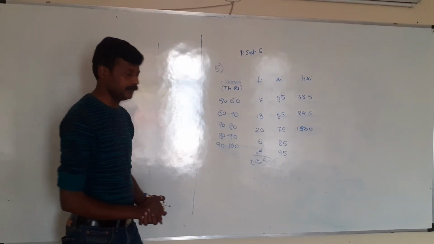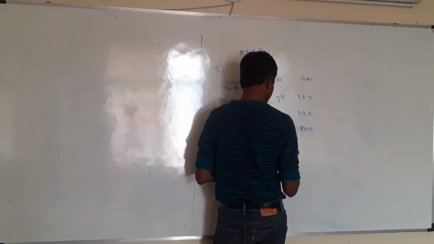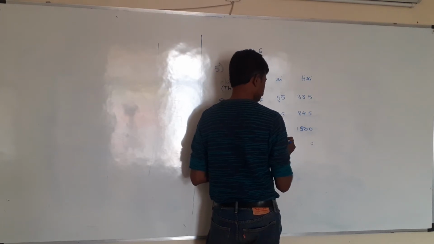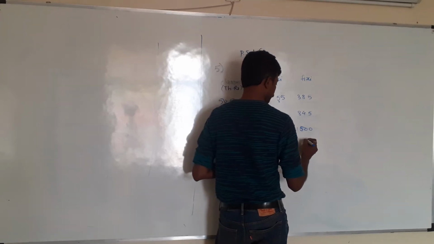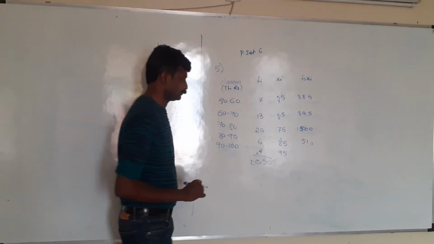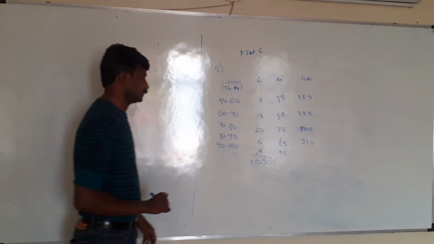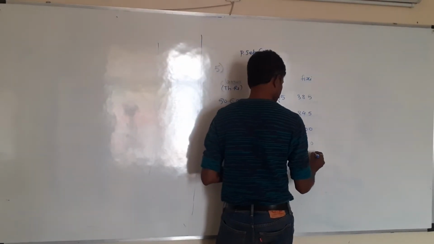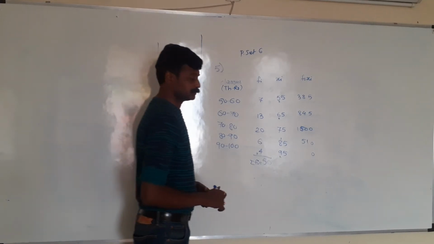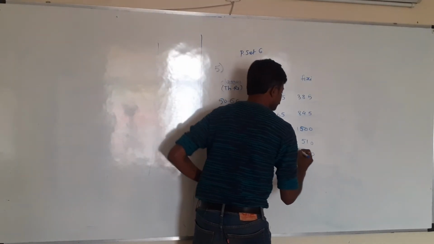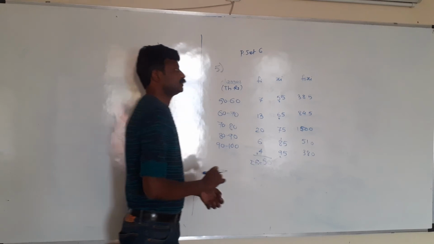Next 6 into 85. 6 5s are 30, so 0 carry 3. 6 8s are 48. 48 plus 3, 51, so 510. And 4 into 95, the last product. 0 carry 2. 4 9s are 36. 36 plus 2, 38. So this is nothing but the Fi into Xi.